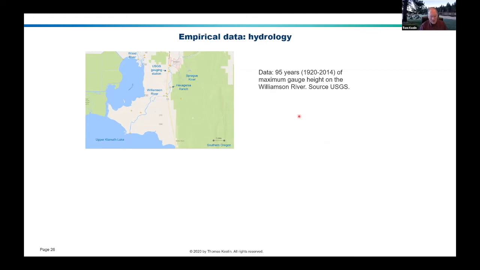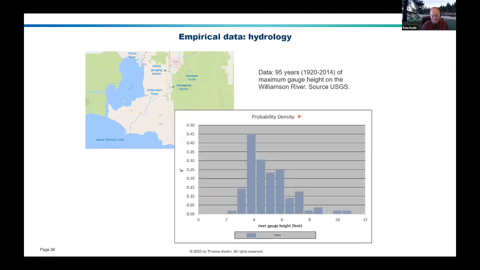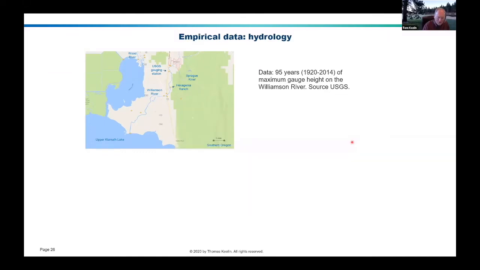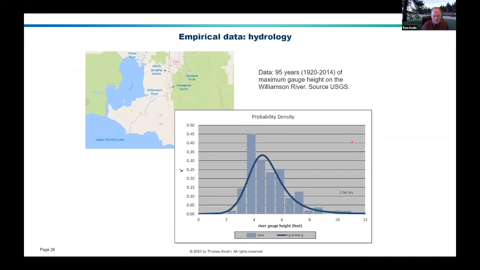So I just went and got the data, just for interest, from the United States Geological Survey, and here's 95 years of data. They've kept track every year of what was the actual maximum gauge height for that year, for different years of the Williamson River, and that goes all the way from 2 to 10 feet. And the question is, what if you fit that data to a metalog distribution? Well, there's 2, 4, 6, 8, 10.